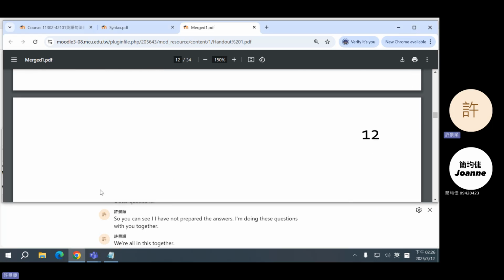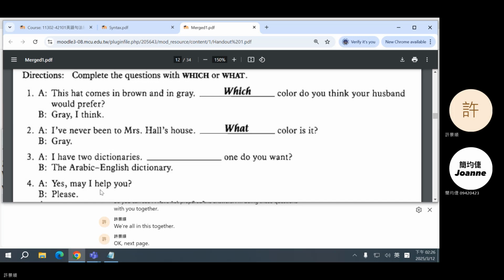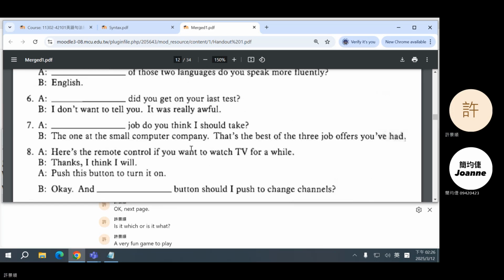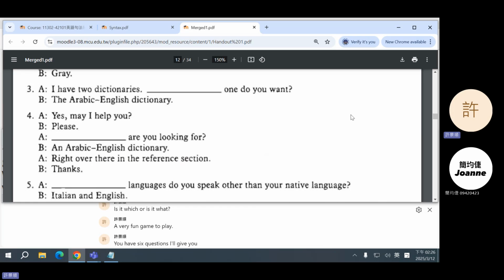Okay, next page. Is it which or is it what? A very fun game to play. You have 6 questions. I'll give you 3 minutes.